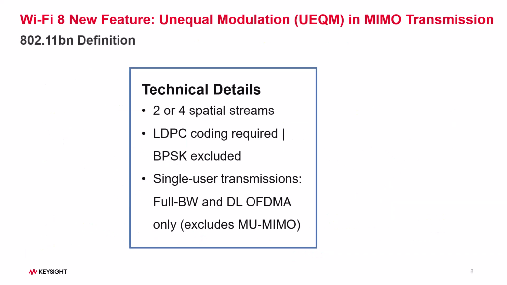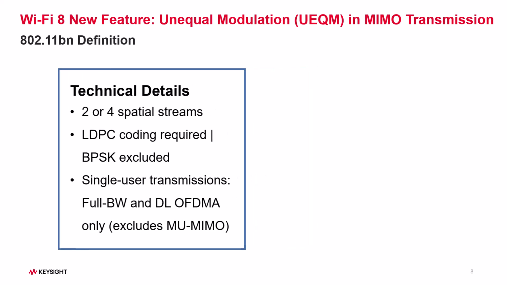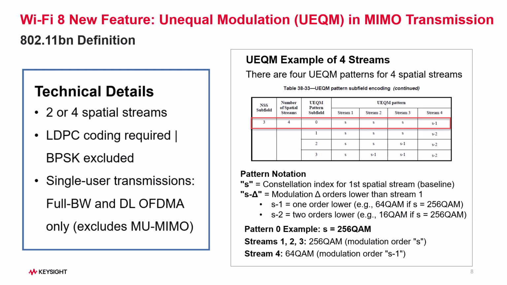So, what does UEQM look like in the spec? Right now, it supports 2 or 4 spatial streams. Let's use 4 as an example here. There are 4 UEQM patterns. In pattern 0, if S is 256 QAM, S-1 means one order lower. So, the first 3 streams use 256 QAM and the last one drops to 64 QAM.